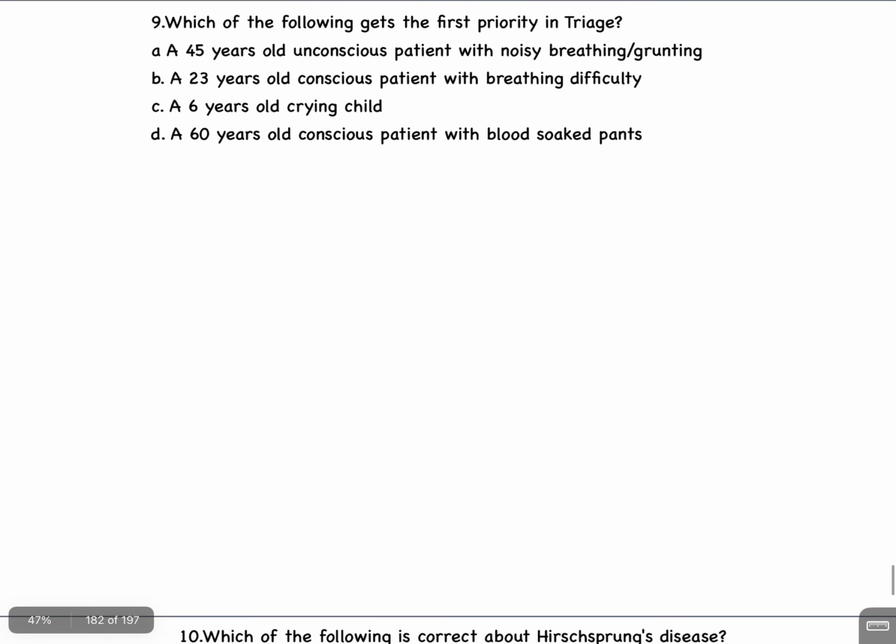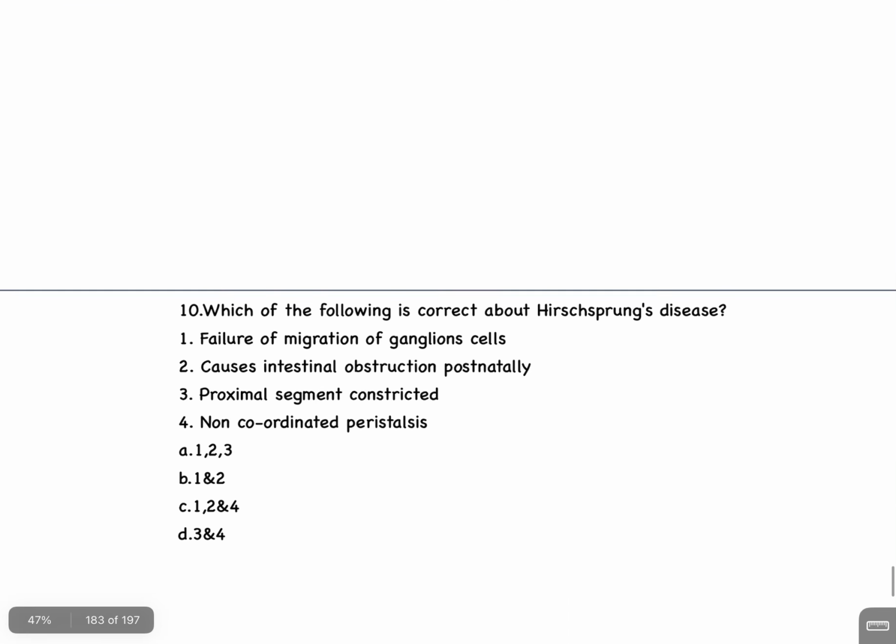Question number 9. Which of the following gets the first priority in triage? A. A 45 years old unconscious patient with noisy breathing or grunting. B. A 23-year-old conscious patient with breathing difficulty. C. A 6-year-old crying child. D. A 60 years old conscious patient with blood-soaked pants. इसका आंसर है A. A 45 years old unconscious patient with noisy breathing or grunting.